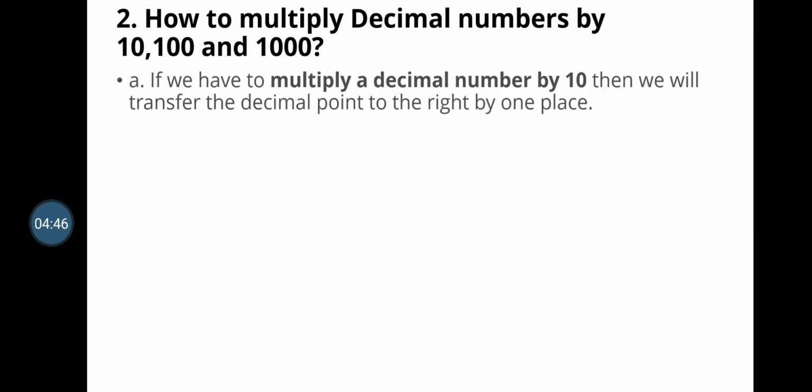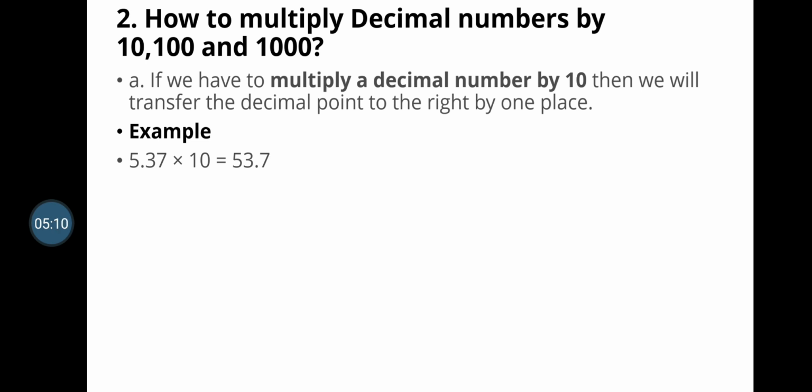Then, how to multiply decimal numbers by 10, 100 and 1000. If we have to multiply a decimal number by 10, then we will move the decimal point to the right by one place. So let's see the example. Suppose you have 5.37, and it is multiplied by 10. So what will happen? The decimal point will move towards the right for one place.